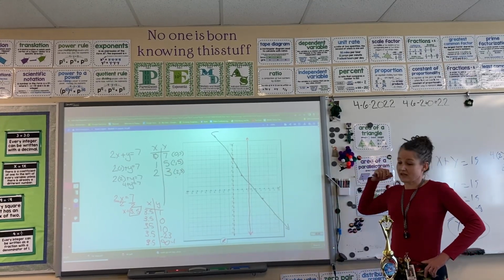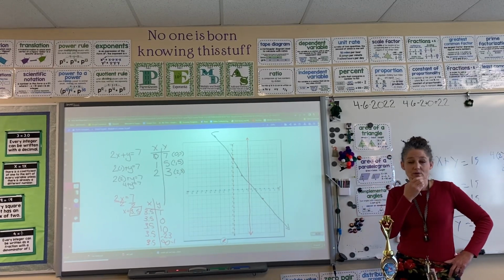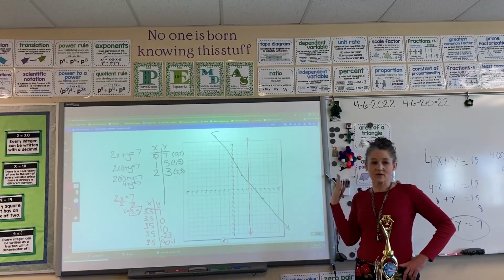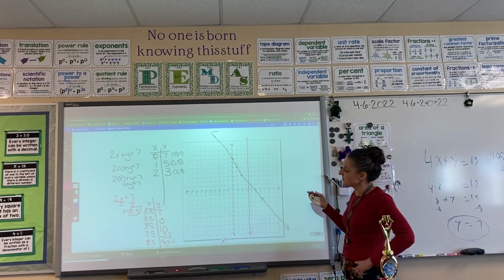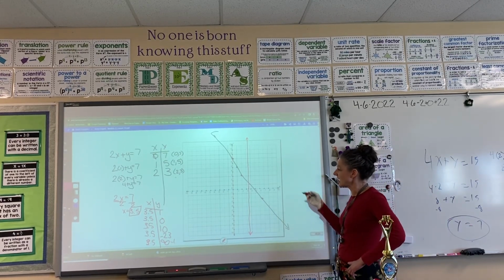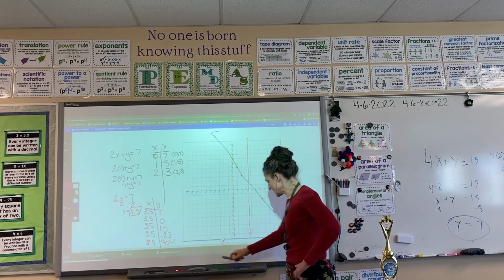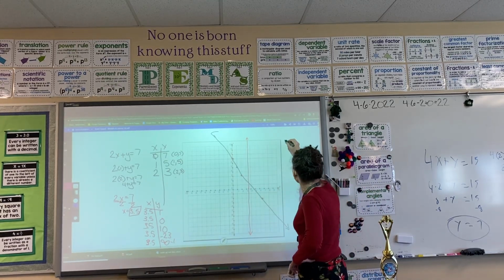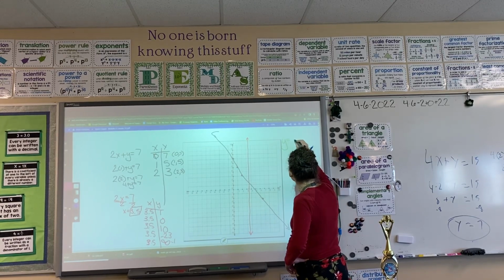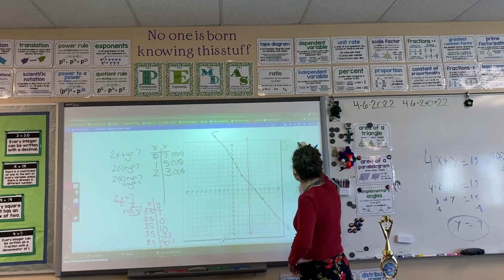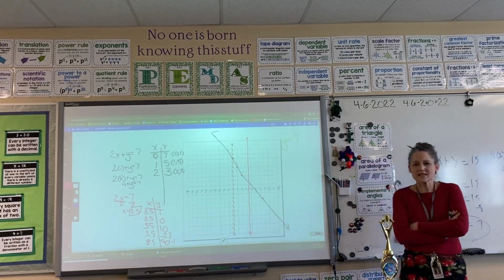So, what do you think? This is a what-do-you-think one. We don't know yet. I haven't taught you, but I want you to think about it. If x equals 3.5 is a vertical line, what would, let's do this one in a different color, what would y equals -7 look like?